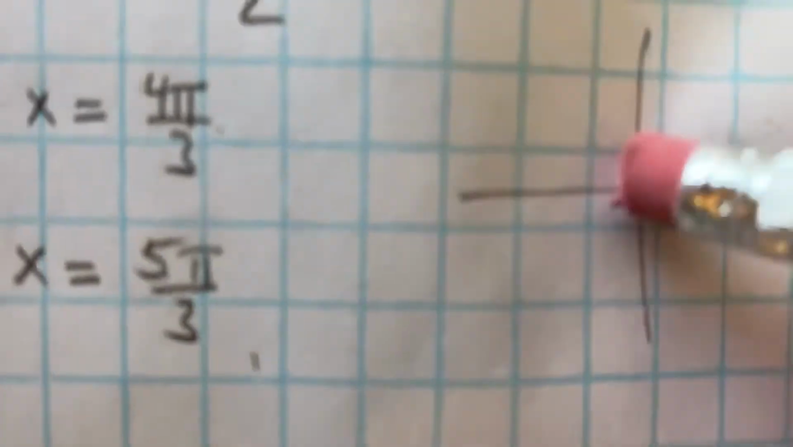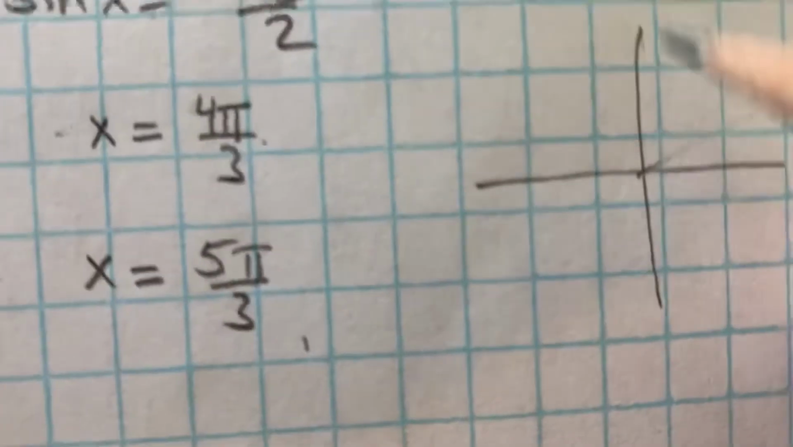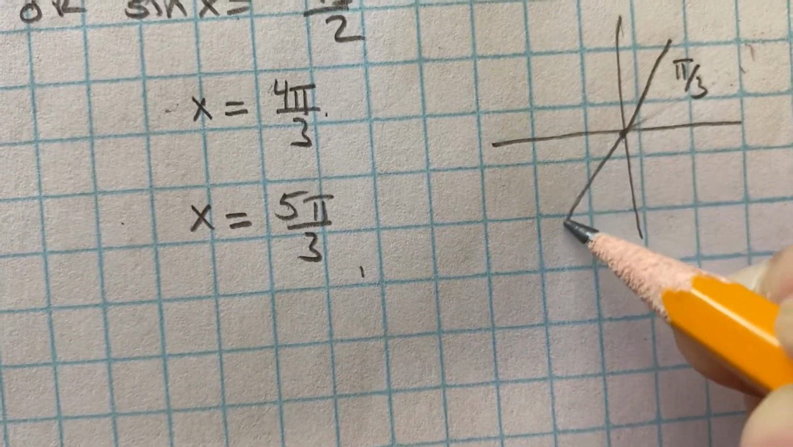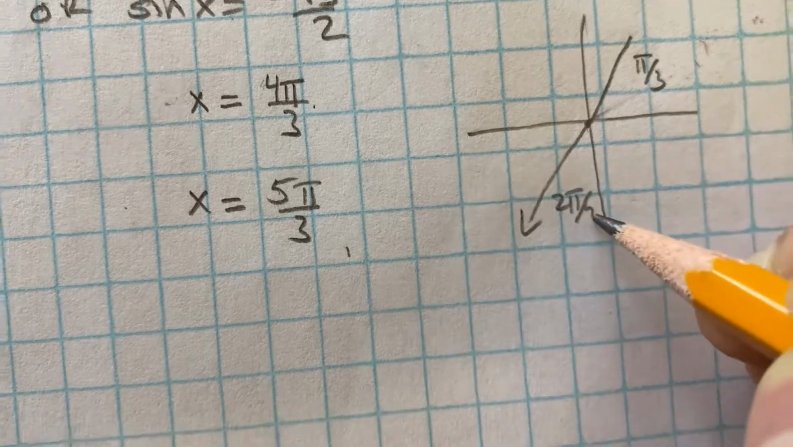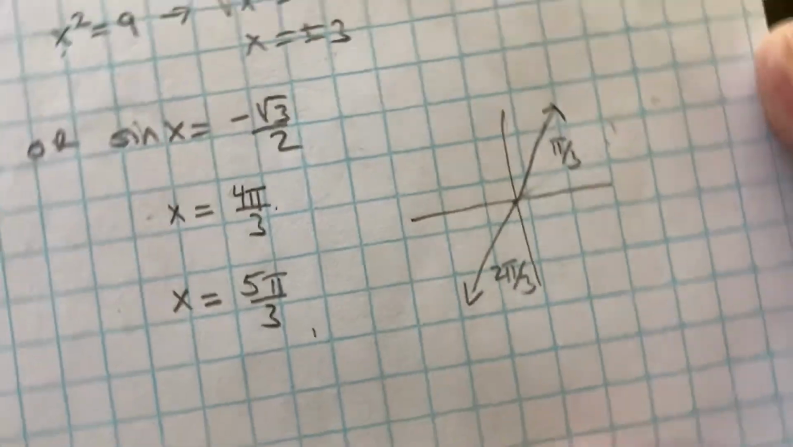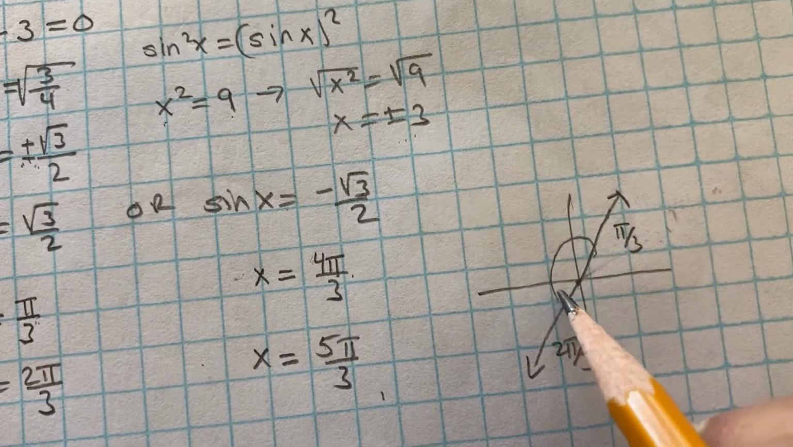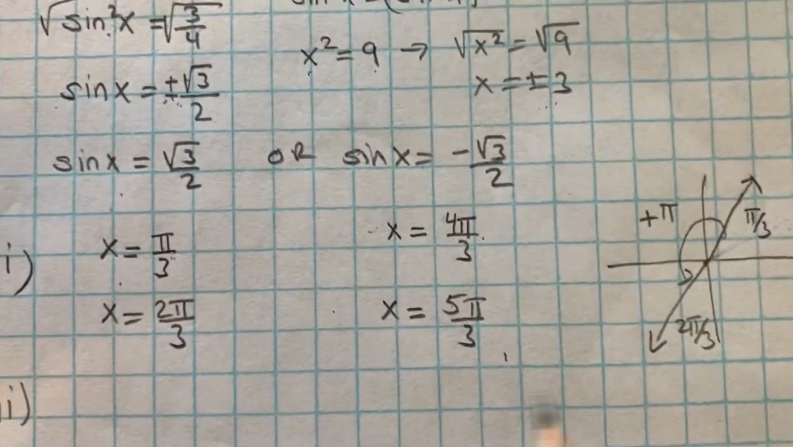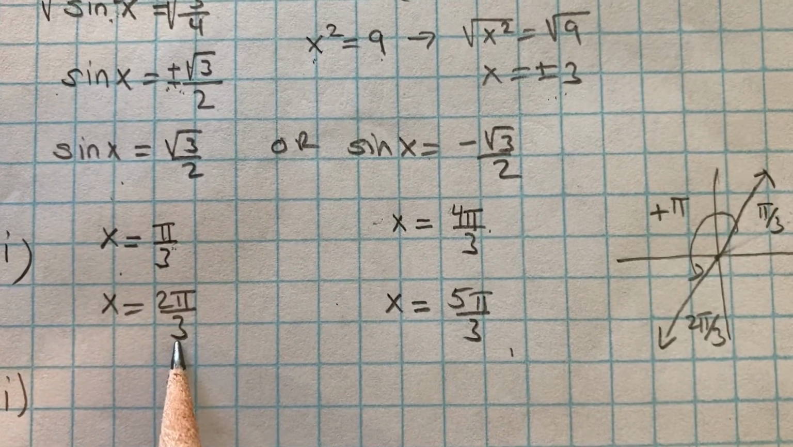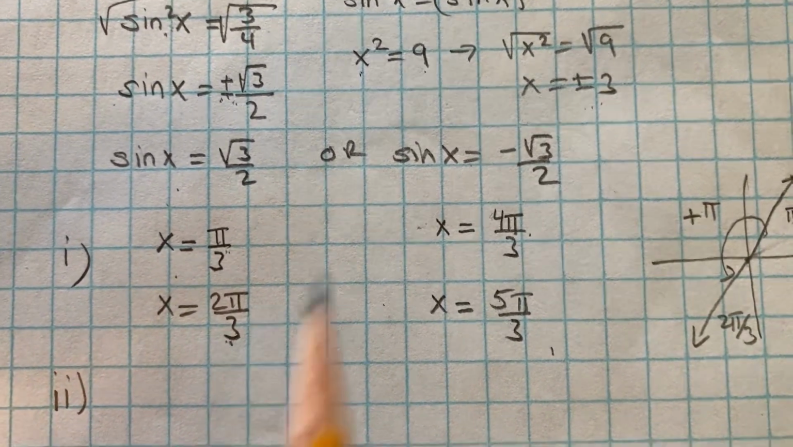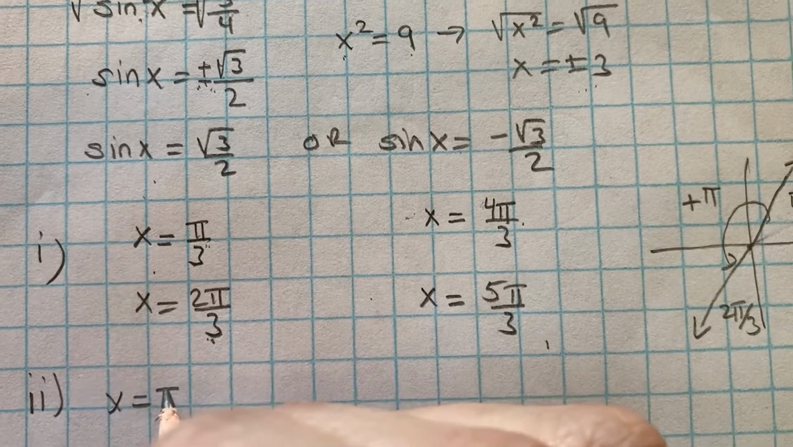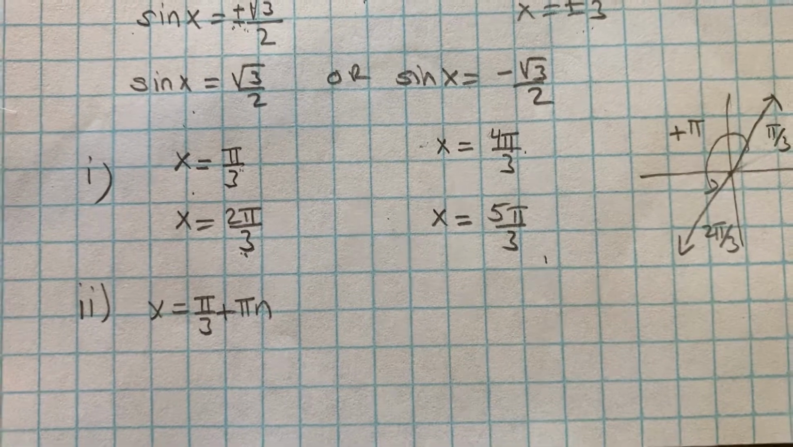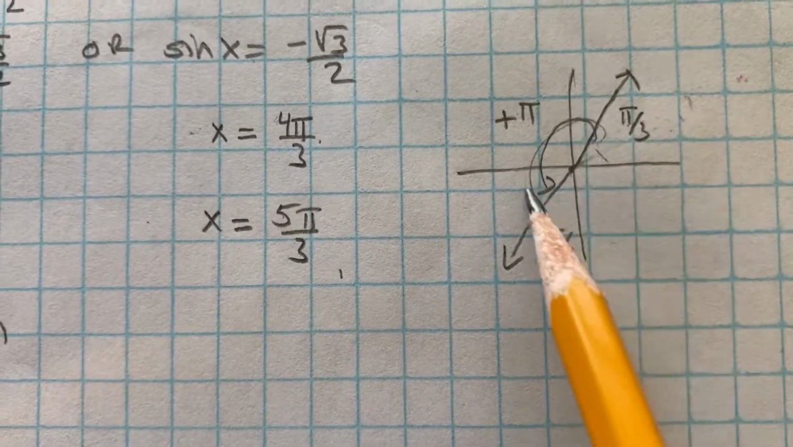Actually, let me erase that. Pi over 3 would look something like this, and this would be 2 pi over 3. Okay, so it's symmetric. Now the distance from here to here is a full pi. So instead of writing pi over 3 plus 2 pi n and 2 pi over 3 plus 2 pi n, what you could just write is x is equal to pi over 3 plus pi n as a way to condense the solution, because this is a full pi between these two guys.